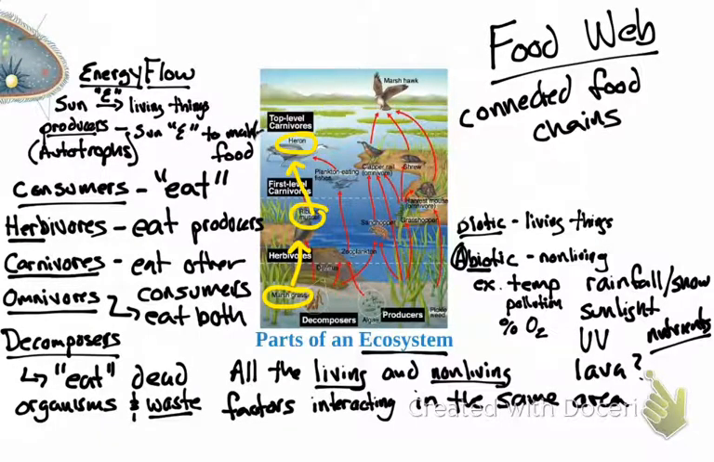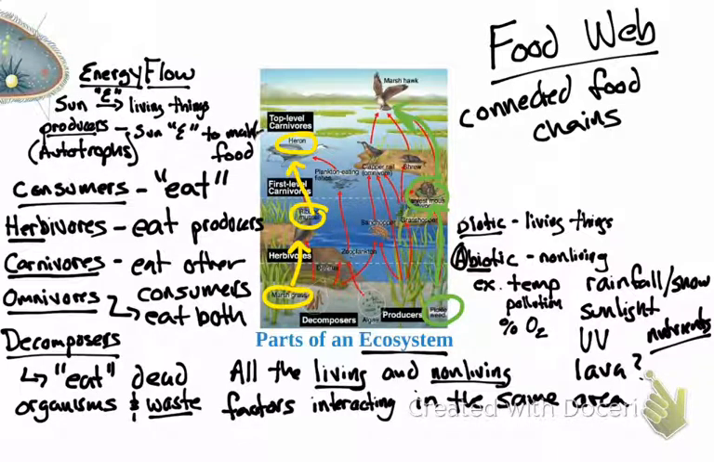Another food chain, pick a different color. Let's start over here with the pickled weed, this guy down here. Okay, another producer in the same ecosystem. Energy goes to this mouse, which then goes to a hawk. It's another food chain, in the same ecosystem, though.